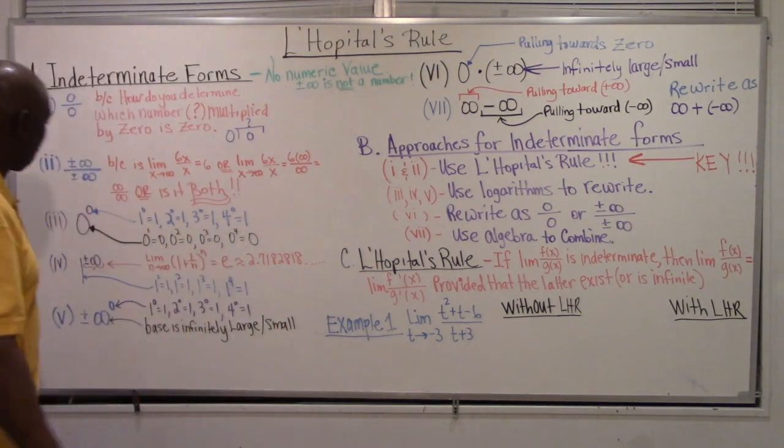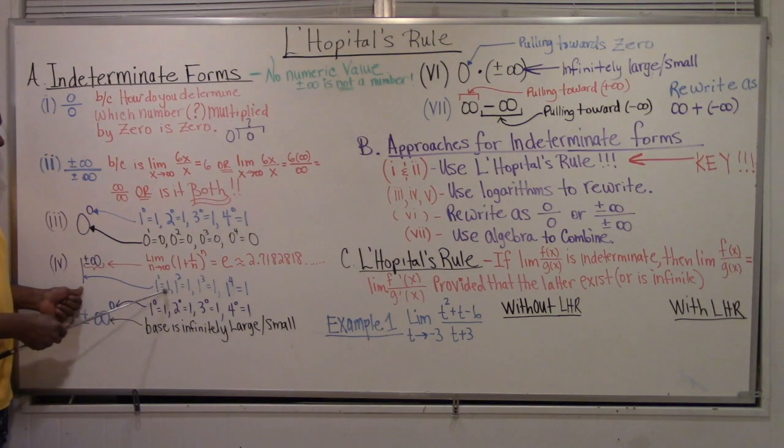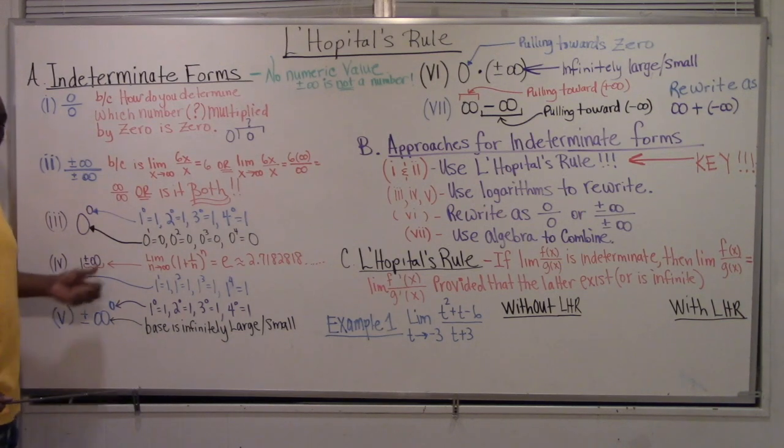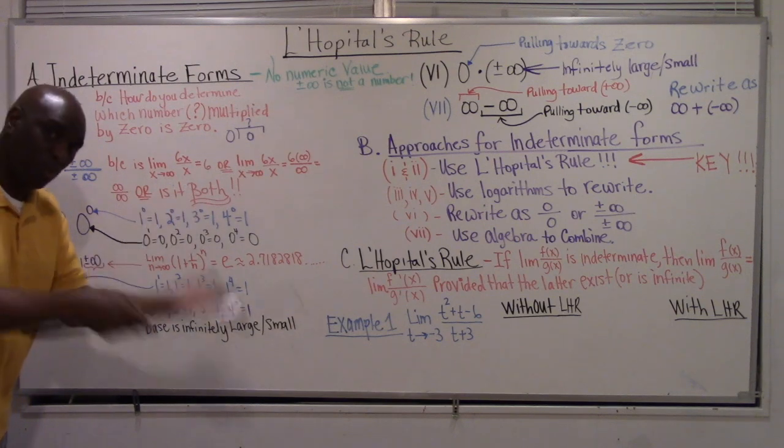Alright, likewise, number 4. You have 1 to the power of plus or minus infinity. All right, now notice this. Let's start with the base in this case, 1. We just talked about that. 1 to the power of 1 is 1. 1 squared is 1. 1 cubed is 1. 1 to the fourth is 1. So 1 is pulling or trending toward 1. When the base is 1, we get an output of 1.